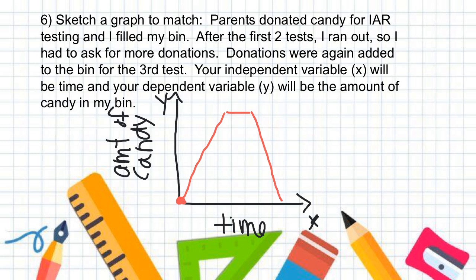I'm out. So then I had to ask parents again. Now there might be a little bit of a constant here, possibly, or it can just go straight back up again. So right down here, it would absolutely be okay to have a constant while I'm waiting for the candy, but we're just going to imagine that parents just, bam, they're going to give me the candy immediately.